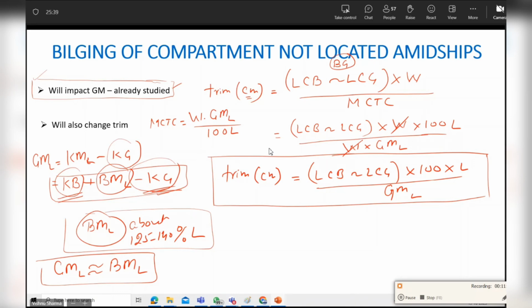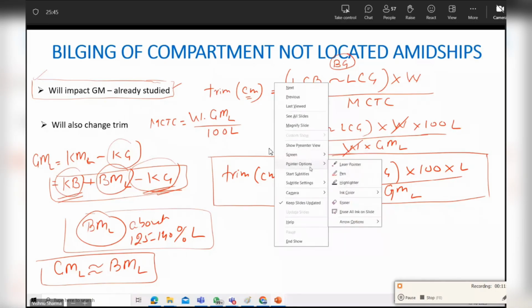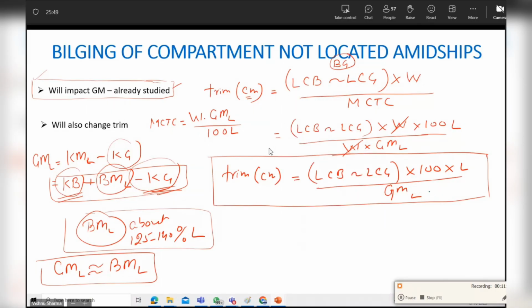And hence, only if GML is not obtainable, that means you are not given the KG, in that case we will use BML in lieu of GML.